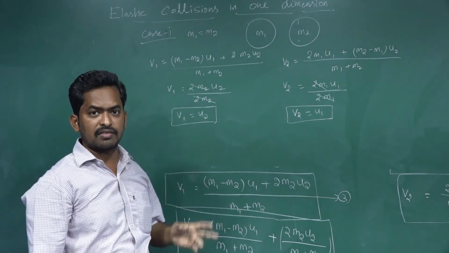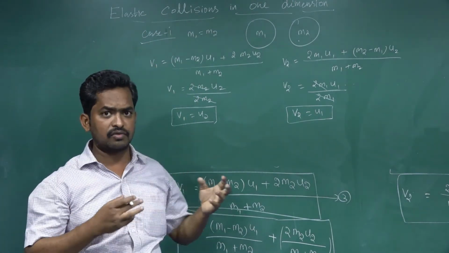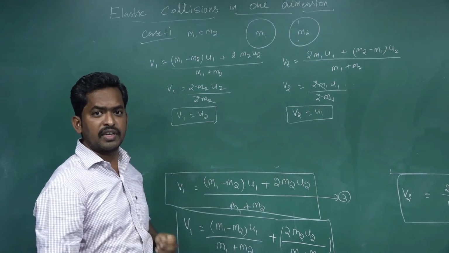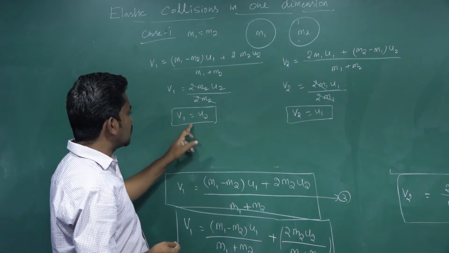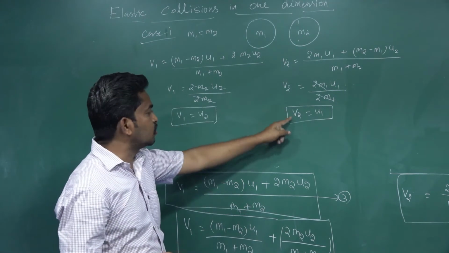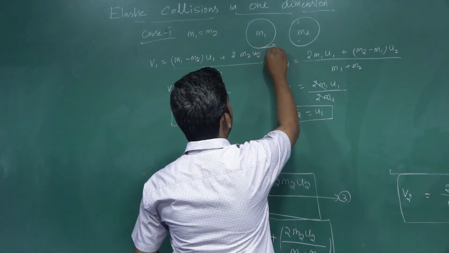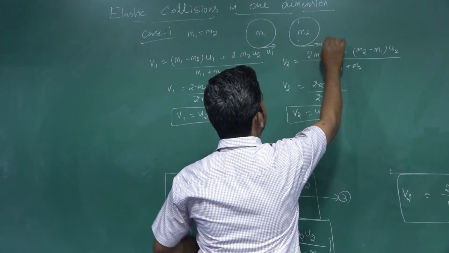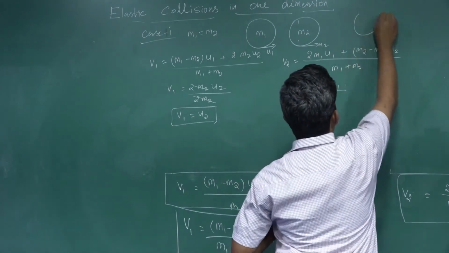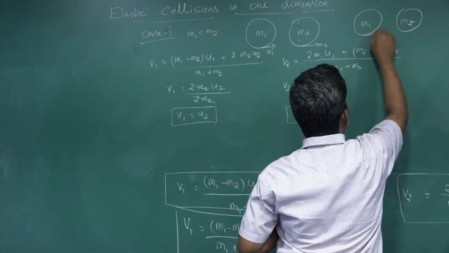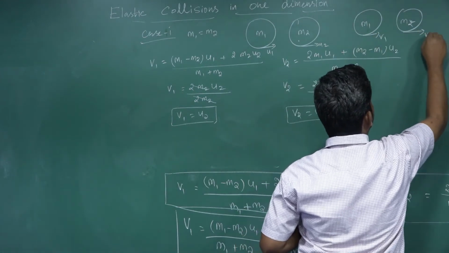When two objects of equal mass collide elastically, their velocities are interchanged. Very important: v1 is equal to u2, and v2 is equal to u1. Before collision, the velocity of the first object is u1 and the second is u2. After collision, m1 has velocity v1 and m2 has velocity v2.